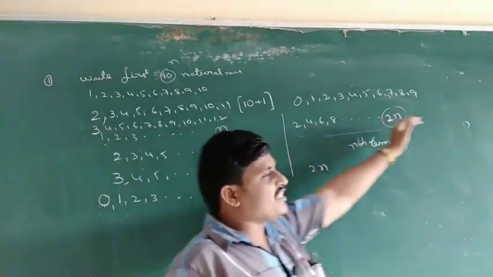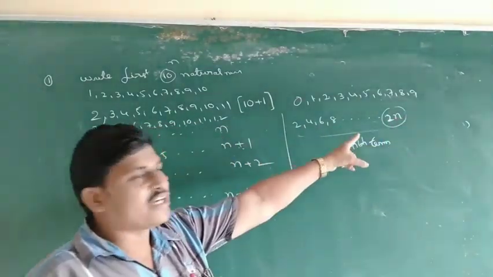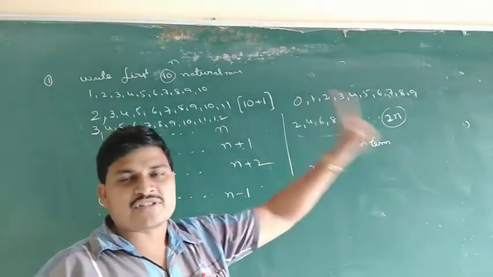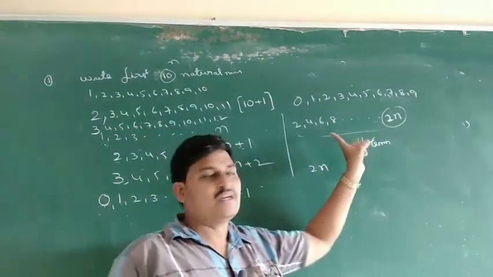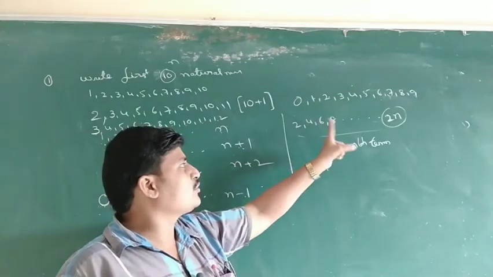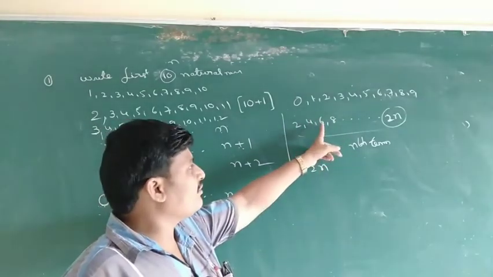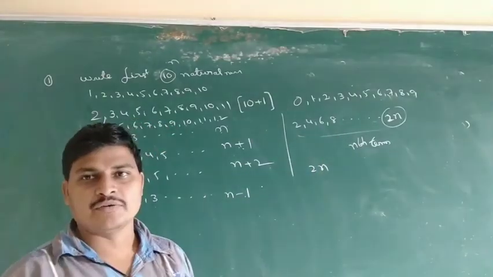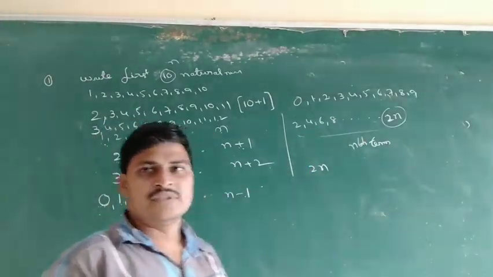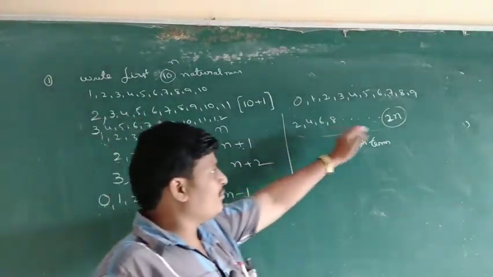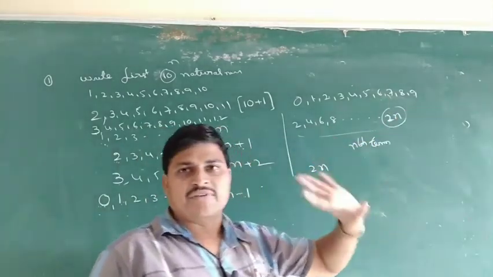If all numbers form a sequence, you find the nth term. If you apply n is equal to 1 you get the first term, if you take n is equal to 2 you get the second term. Put n is equal to 3, you get the third term. n is equal to 4, fourth term. Understand? So for even numbers, fix the nth term as 2n.